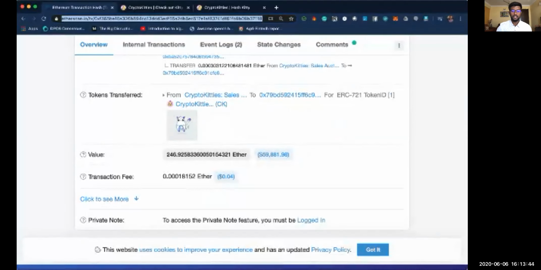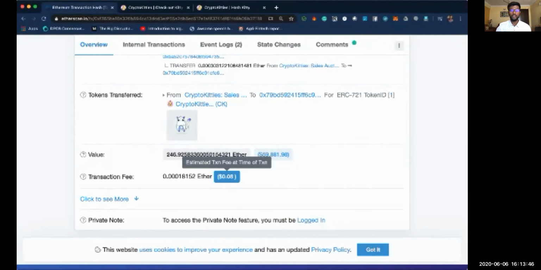See, we can see that the transaction fee was $0.08 at that time. So you can see that it cost money. Every transaction generated this transaction fee, and this is the transaction fee that goes to the miners. If this is very low, miners don't have an incentive to pick that up. If this is high, huge.